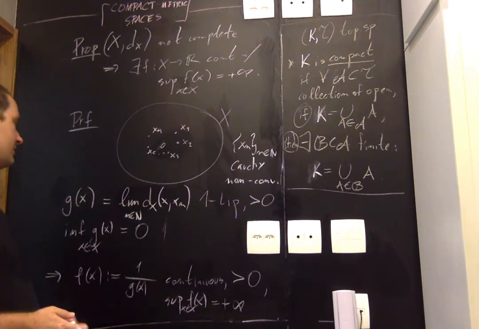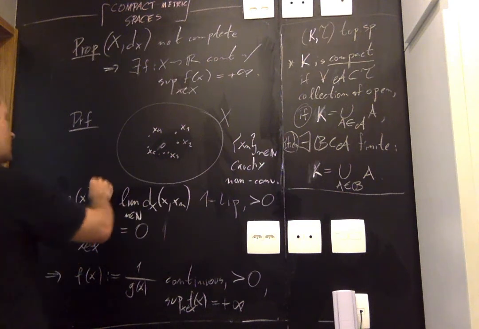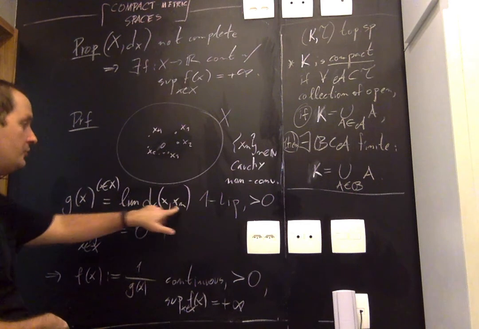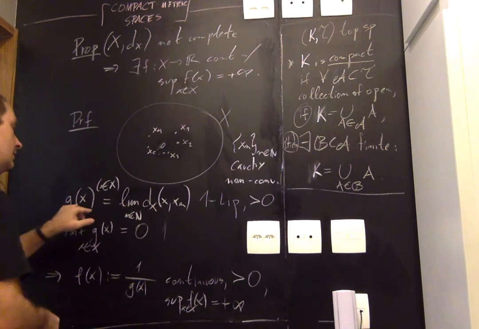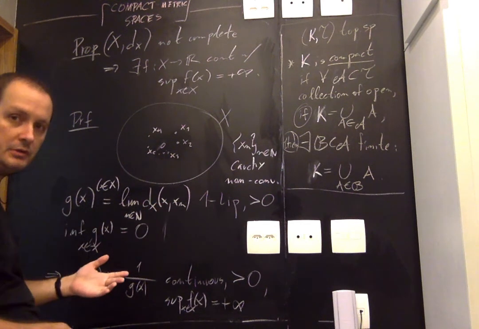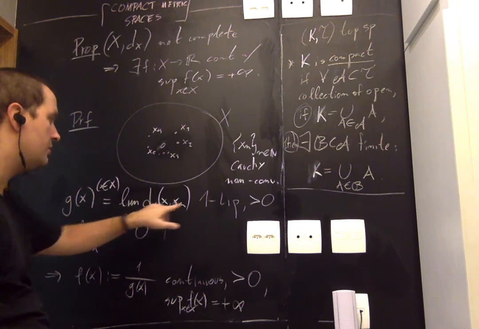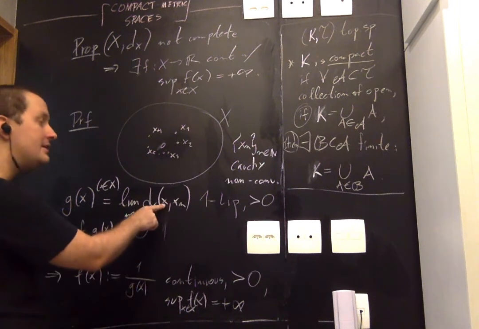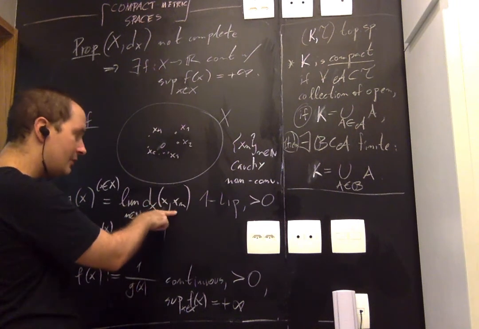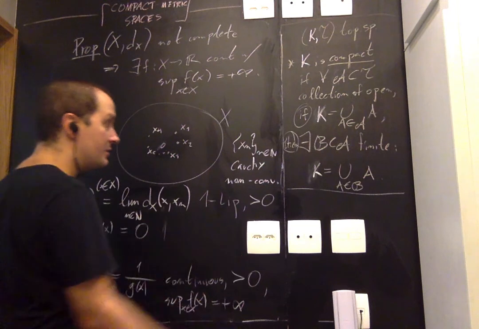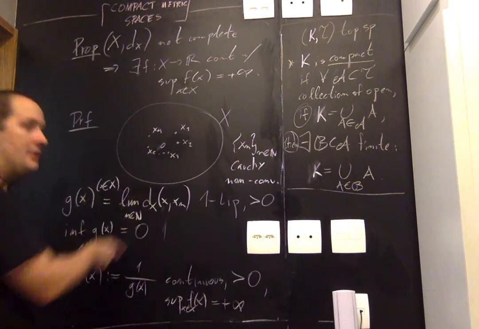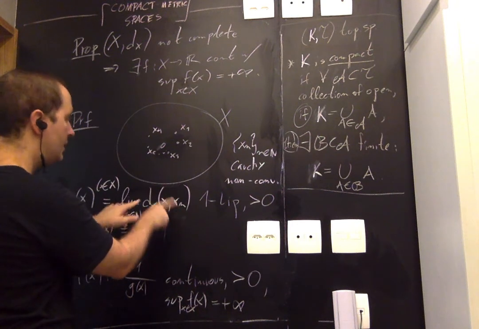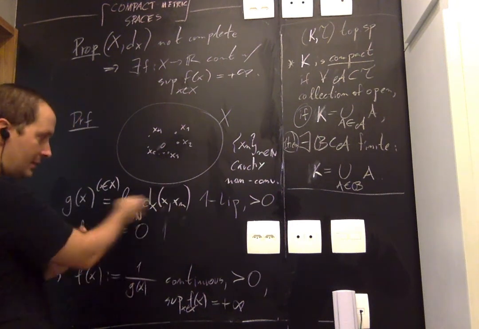And here's the exercise that we did. We proved that such a function is well defined, that this limit exists for all x. That comes from the Cauchy property of x sub n. This function is a one Lipschitz function. It's positive because if this limit is 0 for x, it means that x is the limit of the sequence x sub n, but the sequence x sub n has no limit. So this function is always positive. These values are all non-negative, and the limit cannot be 0.